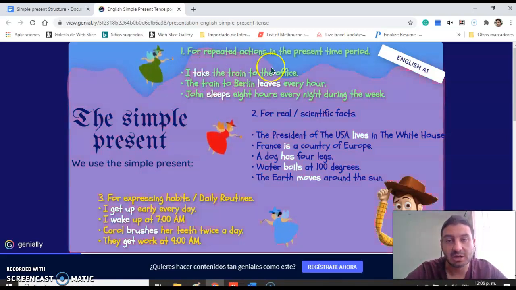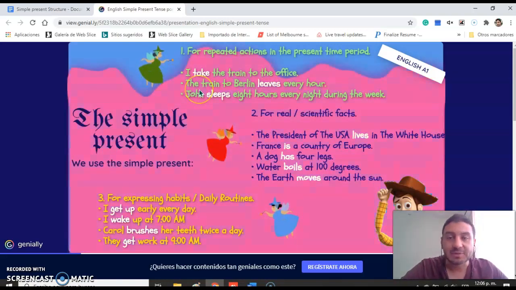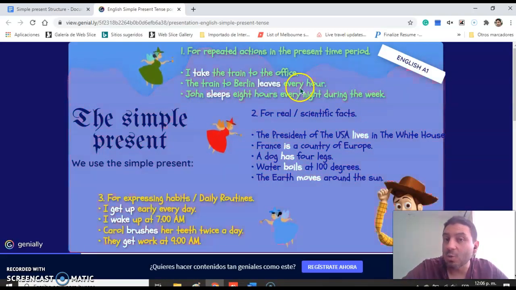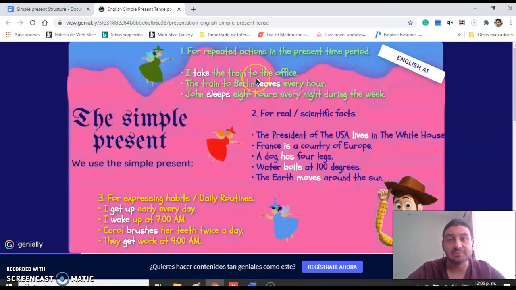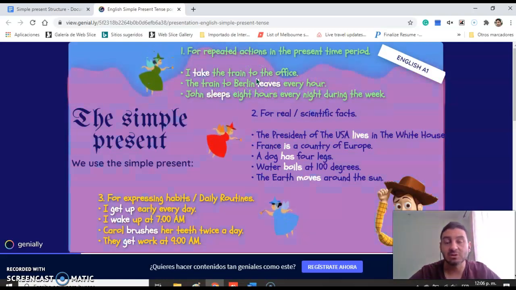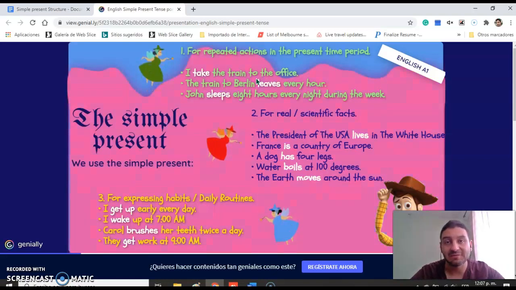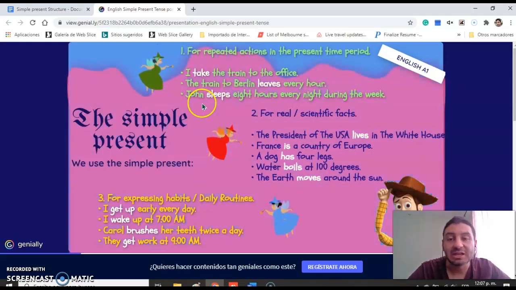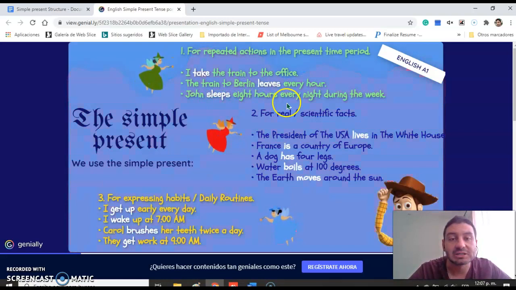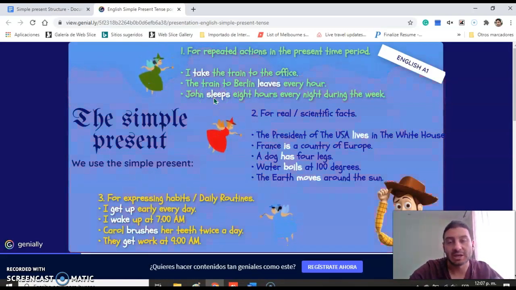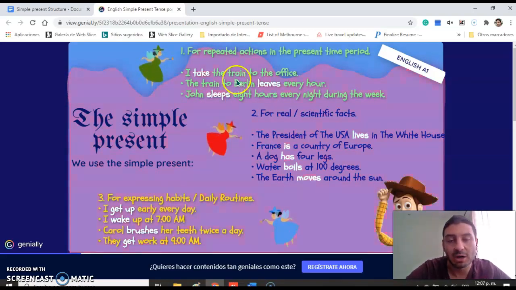Subject, verb, and complement. Okay, second example: the train to Berlin leaves every hour. So it means that every single hour the train goes to Berlin. It happens every single hour. And then, John sleeps 8 hours every night during the week. So that means that John sleeps 8 hours every single week. Repeated actions, use number one.